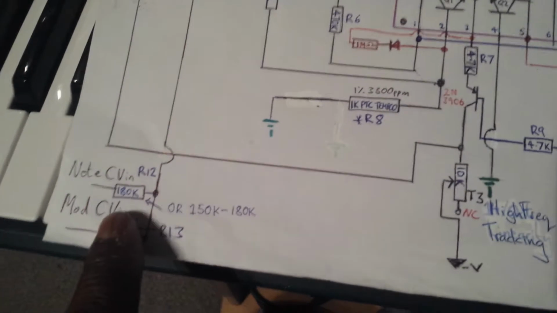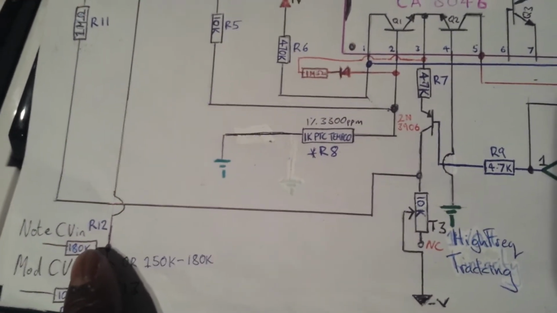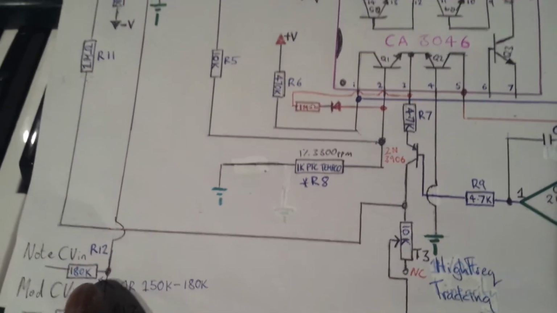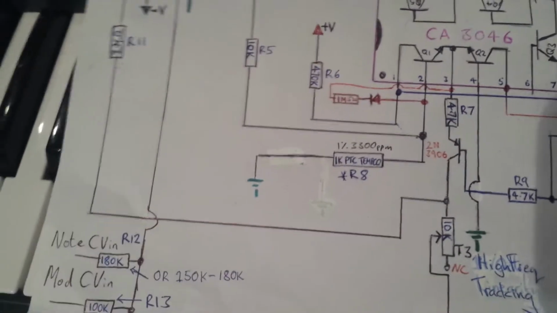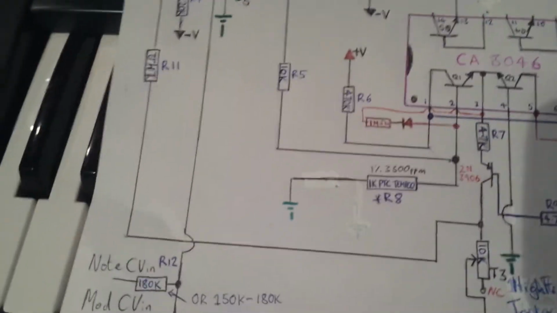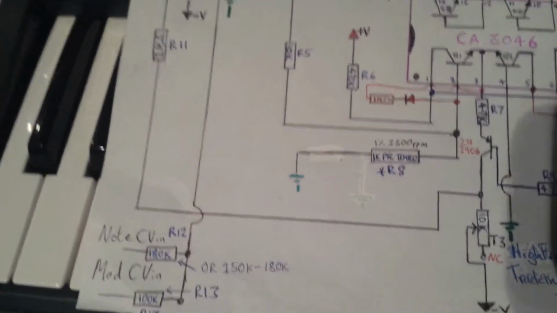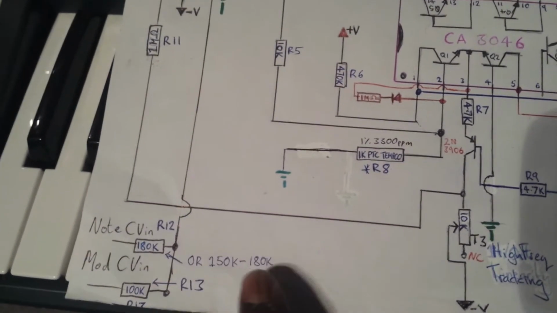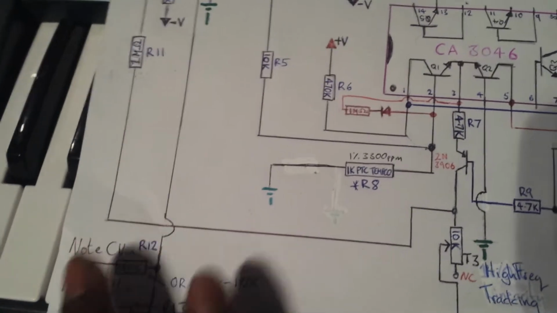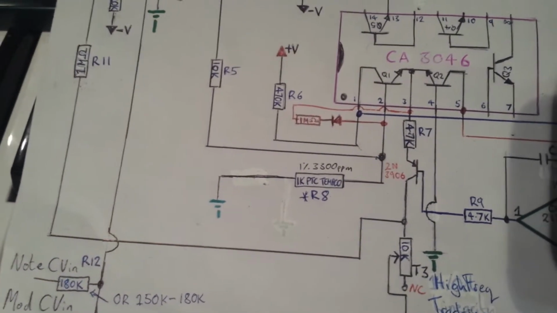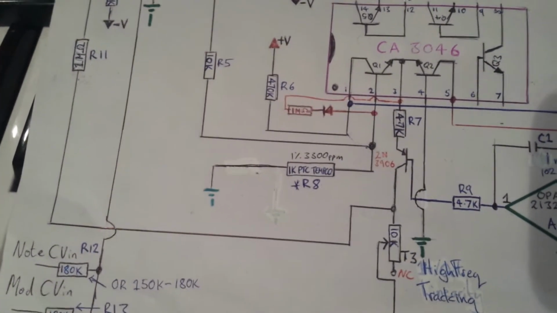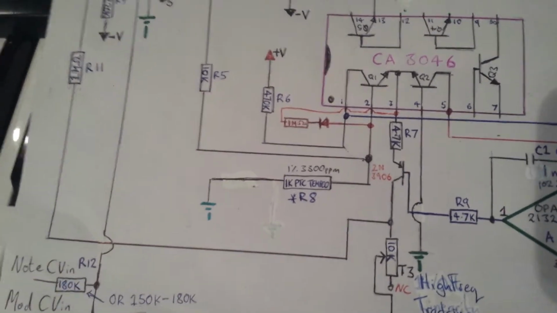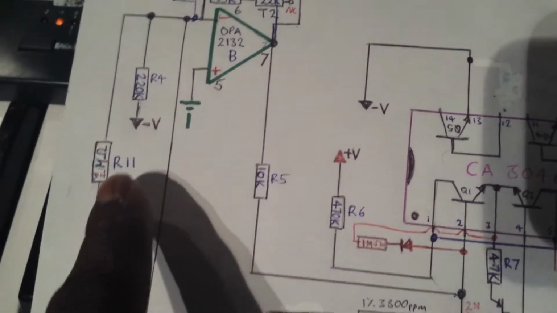If we look at the note CV, which is the note that you're applying from your CV keyboard, I've changed that to 180K. I tried it with 100K first of all, but for the life of me, I couldn't get it to scale quite as well as I needed. It scaled to an extent, but not quite as good. So I've put it higher, from 100 to 150K, to 180K. Again, please don't take these values as absolute gospel. Experiment and see what works best for you, your setup and your needs.